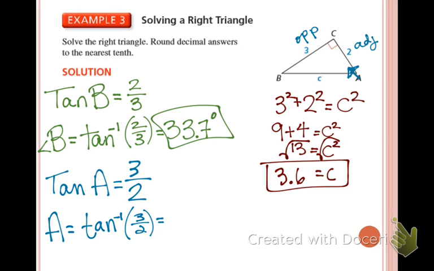Should get, what was it, 56.3. Now, I know I got this correct because I am your teacher and I've done this 3 times today. But if you added them up, they equal 90. But again, you don't want to do that shortcut until you are very comfortable and very confident in what you're doing. That makes sense? Because if you get one part wrong, if 33.7 was wrong and all you did was subtract 90 to get angle A, then they would both be wrong and you would be stuck.